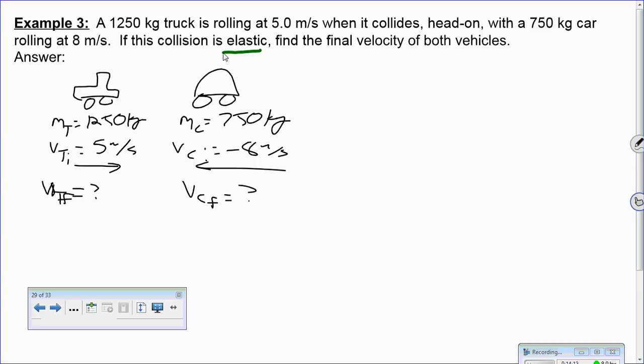So there are 2 unknowns, right? There are 2 velocities, and I don't know either of them. So there are 2 unknowns, and thus we need velocity of truck final. Sorry about that. I know they're going to collide, I know their starting velocities, but I don't know the final velocity of either object. So there are 2 unknowns, so I have to have 2 equations, right? Make sense? All right, so here are my 2 equations.